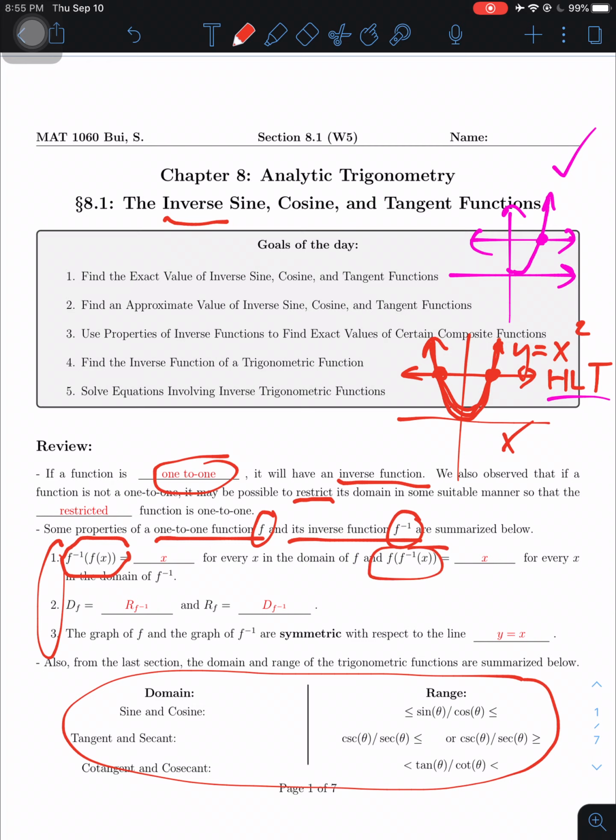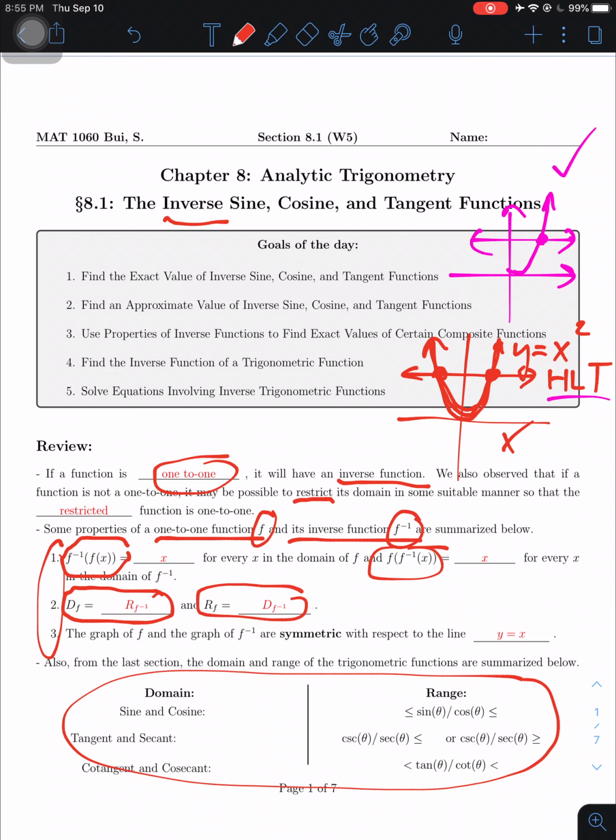Okay, we're gonna see more of this property in the examples and in the next page. Also, the next thing that we have in here is that the domain and the range of the inverse function and the original function will be swapped. So the domain of f equals the range of the inverse function, and the range of the original function equals the domain of the inverse function.